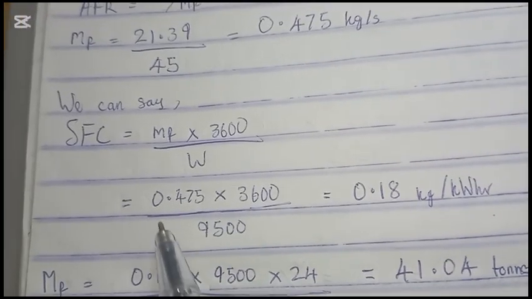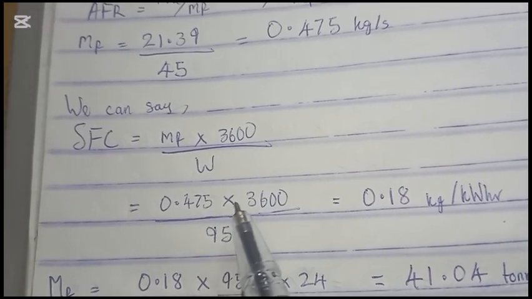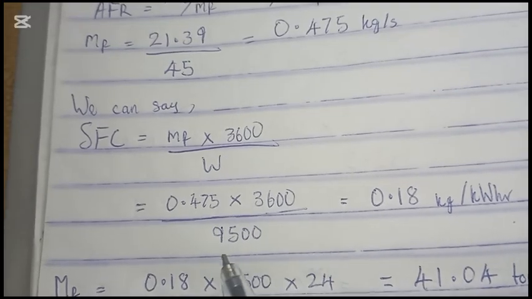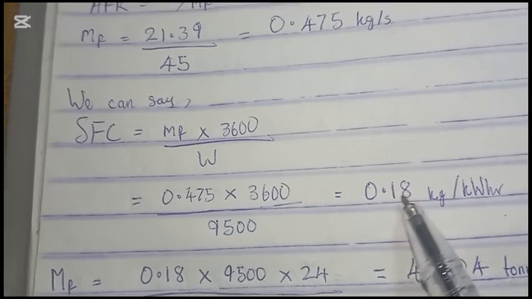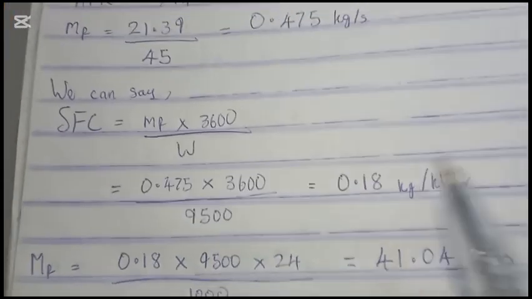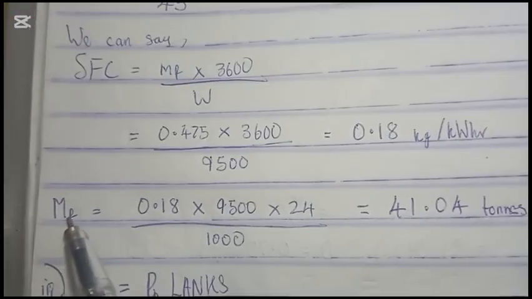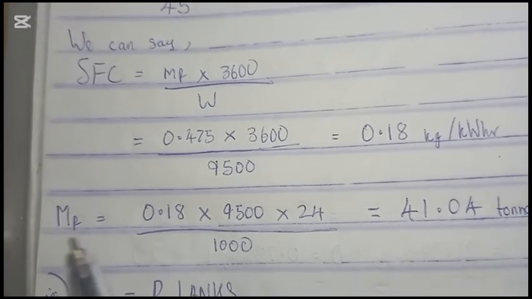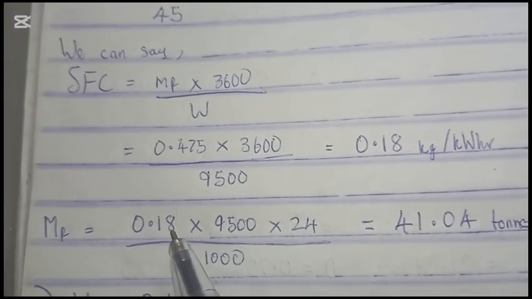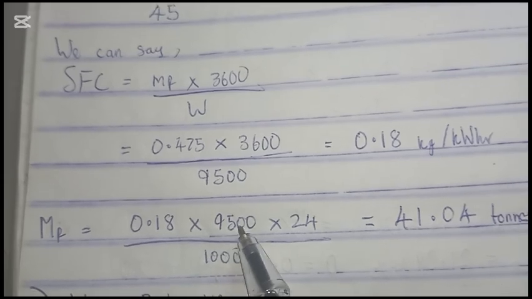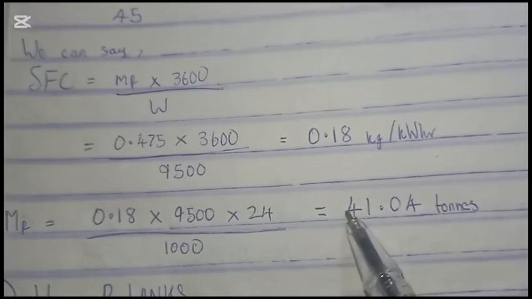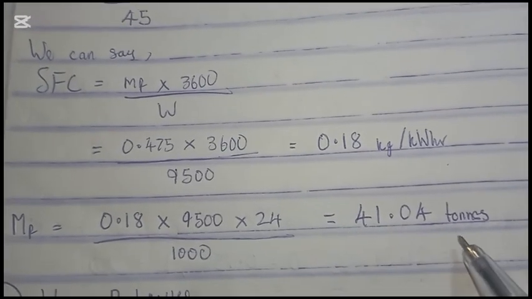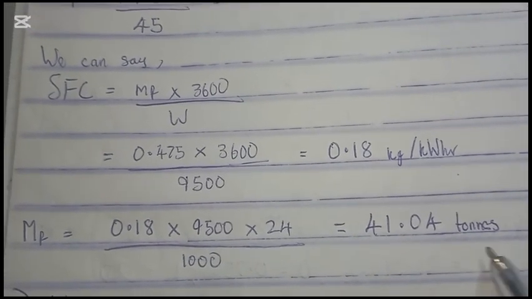We can now say that SFC is equal to 0.475 times 3600 over our brake power, 9,500, to give you 0.18 kilogram per kilowatt hour. Now the total mass of fuel consumed in 10 days is going to be given as your SFC times your power times 24 all over 1000. That will give you 41.04, and your total fuel consumed in 10 days is given in tons. So your answer is going to be in tons.